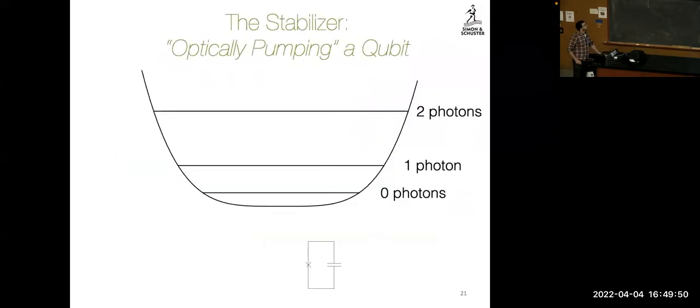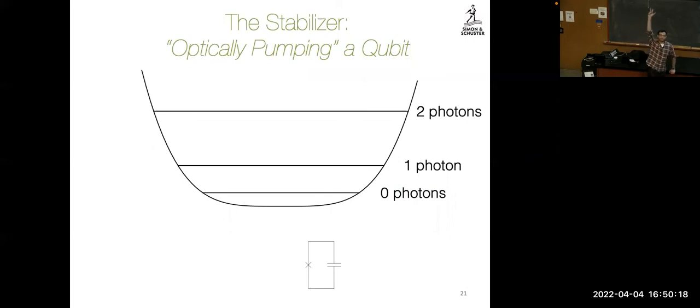Let's take a look. We would like a lattice site that, if it's ever empty, fills itself up, right? So again, you might say, let's just drive that with a coherent tone at the energy difference between zero photons and one photon. What's the problem with that? Well, it's the same thing. If that tone puts a photon in, it will also take a photon out, right? So we can't drive that transition.